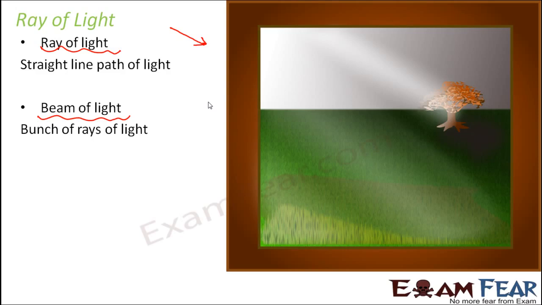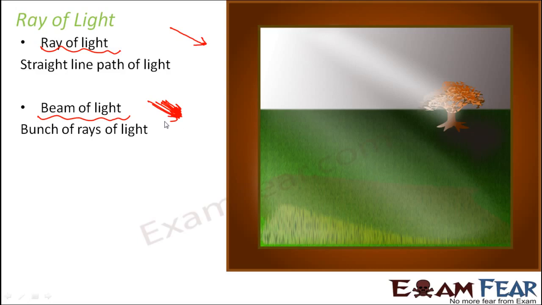Forget about the sun. Even the light coming out of an electric bulb is not just one single ray of light. Whenever light is coming out from a source, it is always a bunch of rays of light. That bunch is referred to as a beam of light. So when you have too many rays of light coming together, that is called a beam of light.